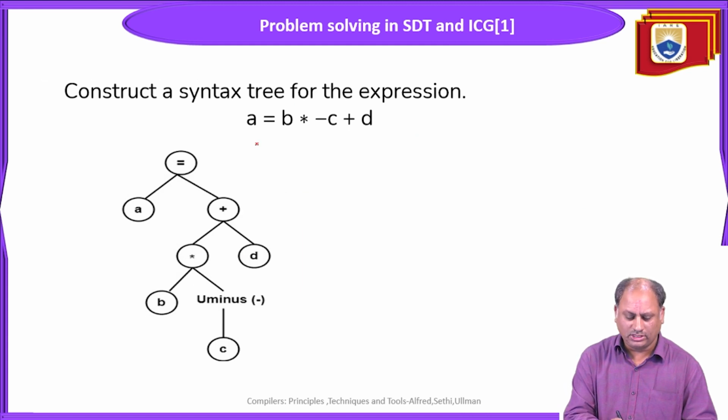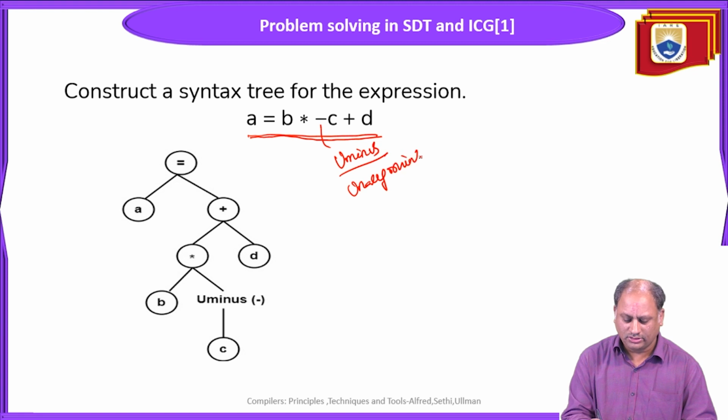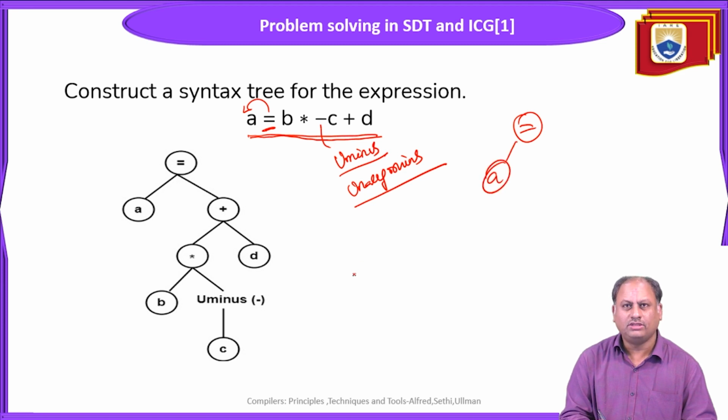Another structure: suppose a equal to b star minus c plus d. Here this minus is called unary minus. In this statement, to the left of the equal sign is a variable, which is an operand, that is a. And what is to the right? It is b star minus c plus d.